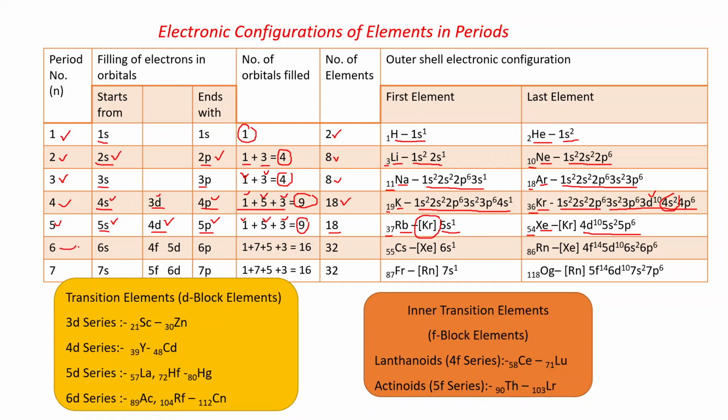Sixth period. In this, the first electron enters 6s, then 4f, 5d, and it ends at 6p. Now, how many orbitals are there?